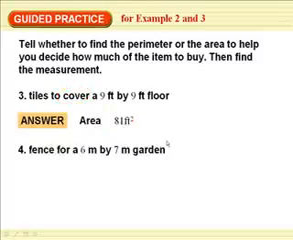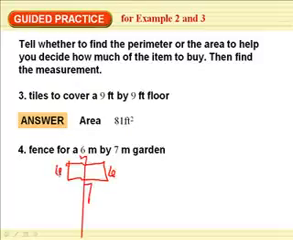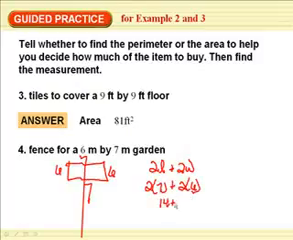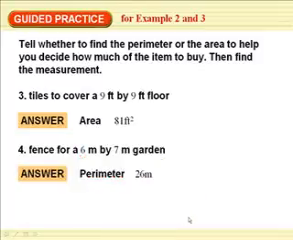81 square feet. Number 4, a fence for a 6 meter by 7 meter. Okay, so if you have your fence, what you're wanting to do is surround it. So that formula was 2L plus 2W. 2 lengths, 2 times 7, plus 2 widths, 2 times 6. 14 plus 12 is 26, and you would need 26 meters of fence. There it is.